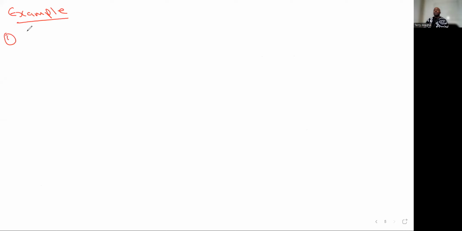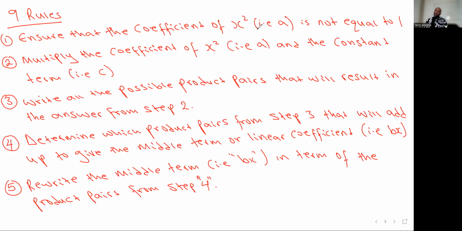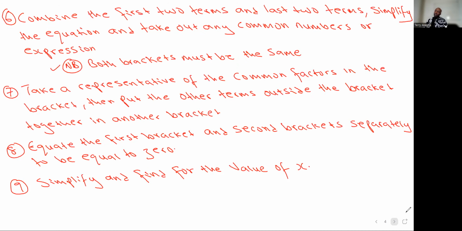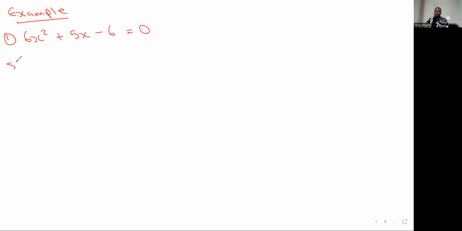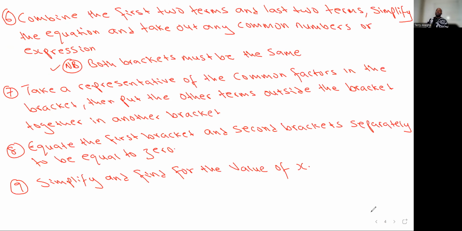Let's say we have this question here: number 1, 6x squared plus 5x minus 6 is equal to 0. We're told to factorize and then solve this question. Number 1, ensure that the coefficient of x squared is not equal to 1. So let's get the coefficients out. Step 1: a is equal to 6, b is equal to 5, and c is equal to minus 6. You can see in this case, a is not equal to 1, so definitely we're going to use this method.